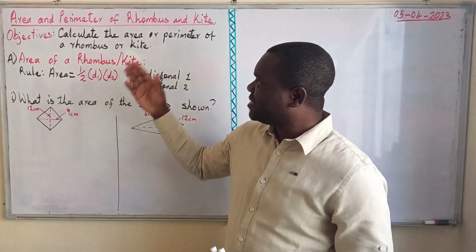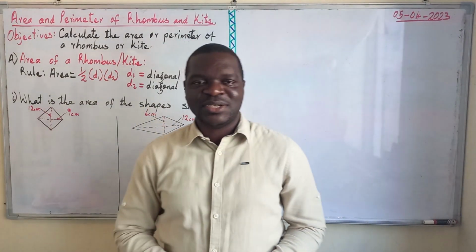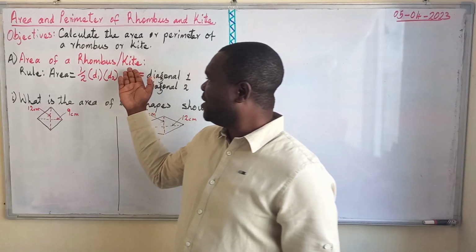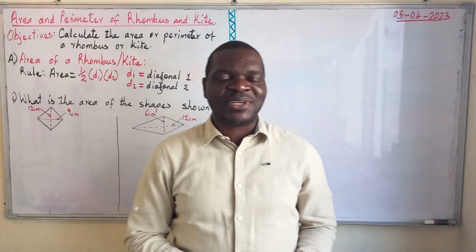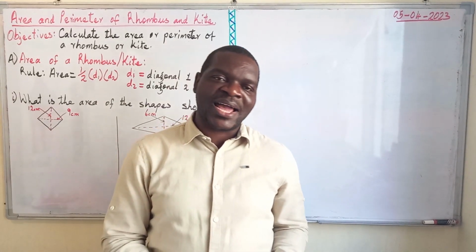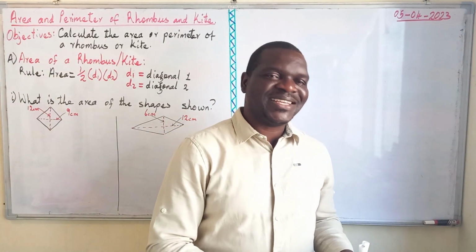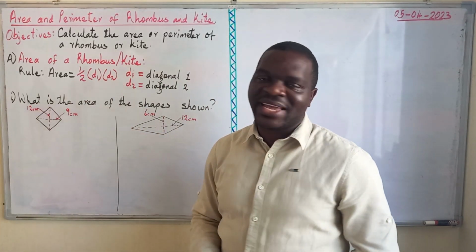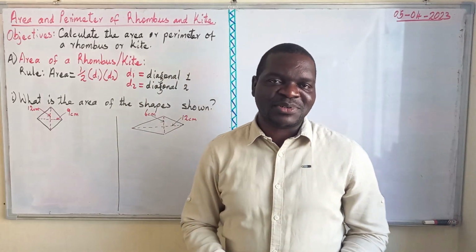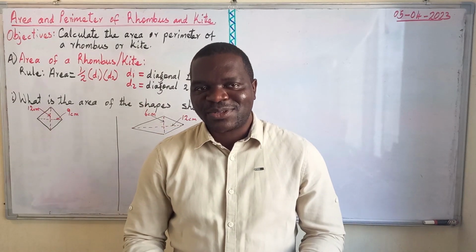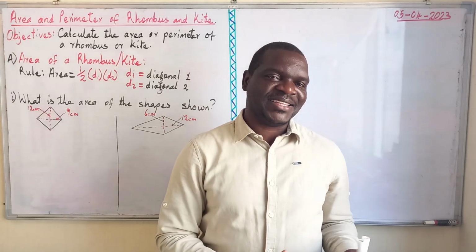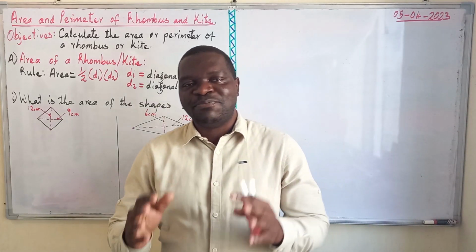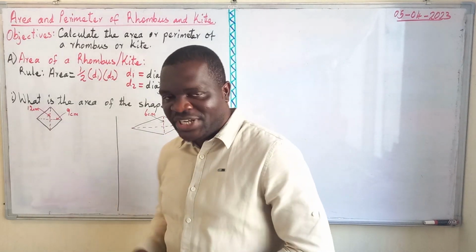Without waste of time, we're going to start with the first aspect, which is the area of a rhombus and kite. You may be asking why it is being joined. We've decided to do it together because the same rule that applies for the area of a rhombus is the same that applies for that of a kite. So we're going to do that together and solve some examples so that you can better understand how to solve rhombus and kite as far as area is concerned. And after the area, we're going to look at the perimeter of these two shapes.